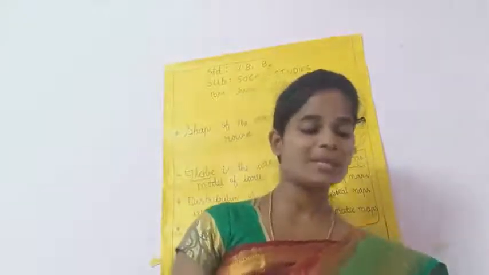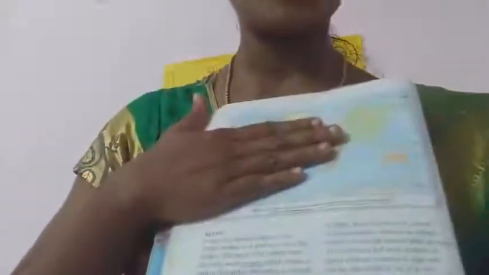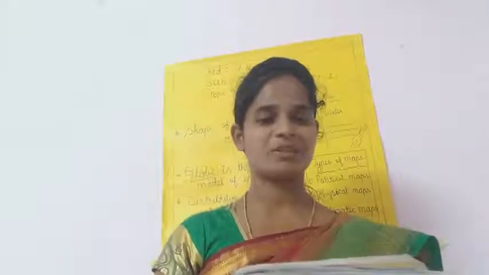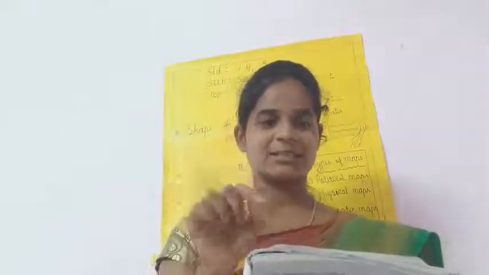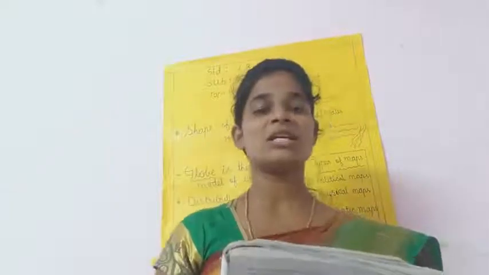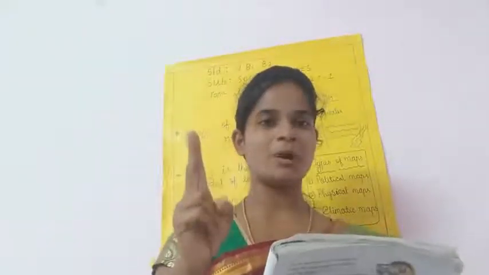Now, if you turn your book to page number 10, it shows about map, right? First we saw about globe, next about map. Why do we use map? To locate the places, the regions, the water bodies, the oceans, and so on, right? So map is very useful when we learn social subject. First we learn about globe, and next about map.